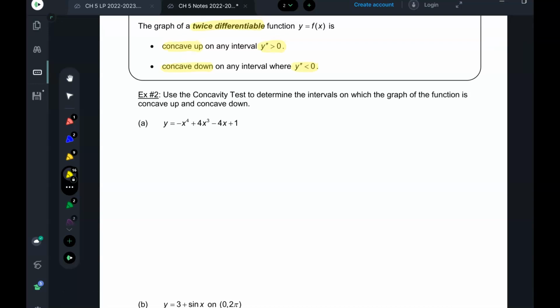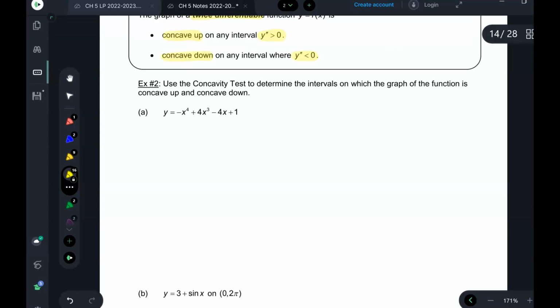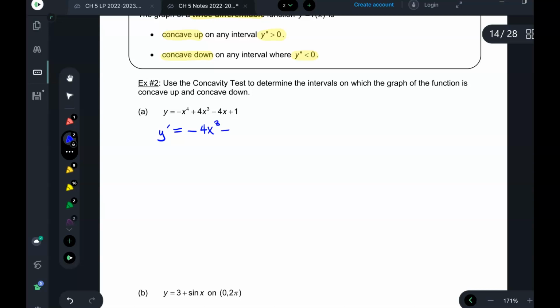Most of the time it will. Okay, I'm not going to give you crazy examples. Take this example: we have a to the 4th power. That's a polynomial. So can you find the first and the second derivative? Yes. First, we have to find the first derivative. So we have negative 4x cubed plus 12x squared minus 4.